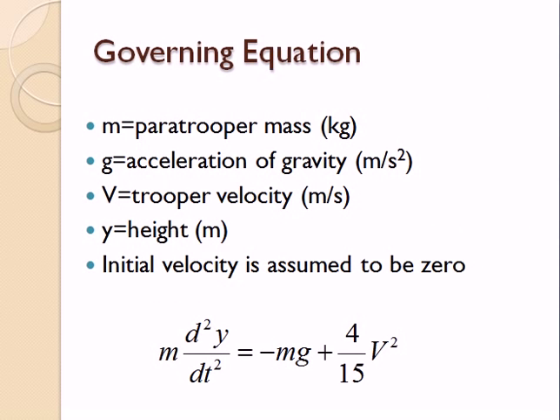So the governing equation looks like this down below. F equals ma is essentially what we're doing. So m times the second derivative of y with respect to time is minus mg, that's the gravitational force, plus 4/15 v squared. I have to be a little careful with this, but for this problem, this form of the drag force is adequate. Velocity is assumed to be positive up, and that's why the gravitational force is negative. So y therefore is also positive up.